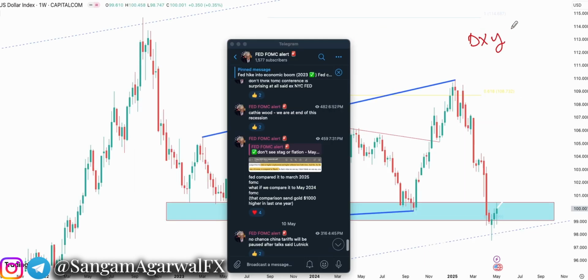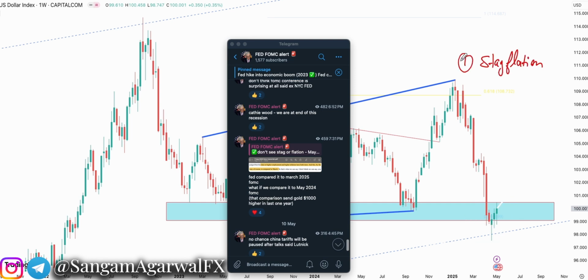Dollar index weekly time frame, you can see the last 3 weekly candlesticks are all blue, because there is a big support zone on the monthly time frame in this area. So a counter trend correction is happening.